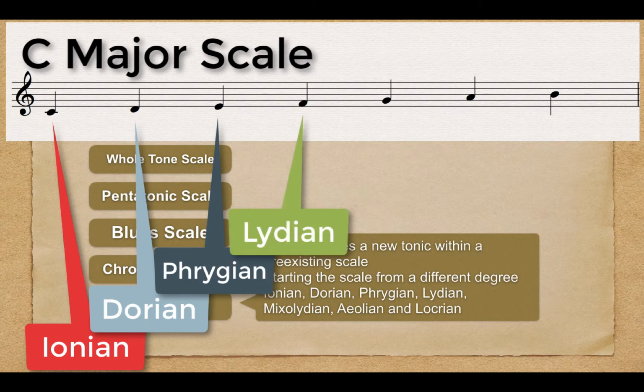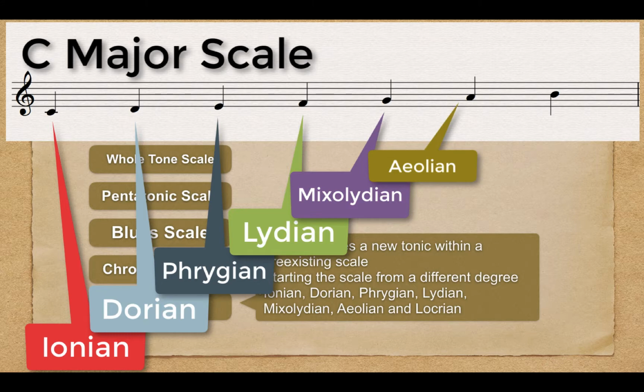Lydian. This starts on the subdominant, or the fourth note of the scale. Mixolydian. This starts on the dominant, or the fifth note of the scale. Aeolian. This starts on the submediant, or the sixth note of the scale. Locrian. This starts on the leading note, or the seventh note of the scale.